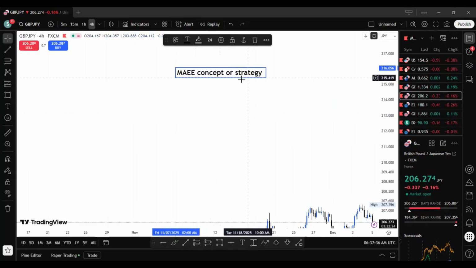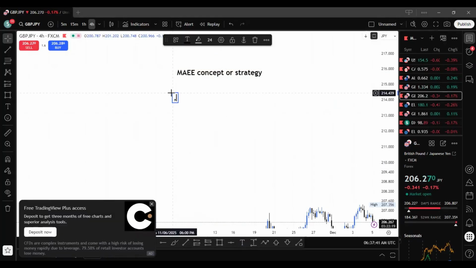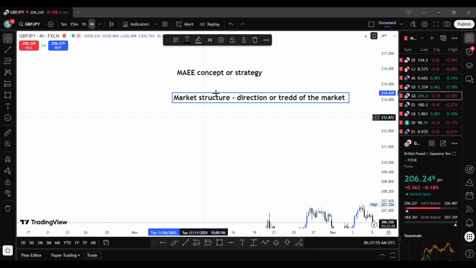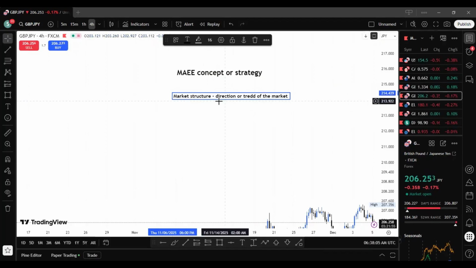In the MAEE strategy, the first thing we are looking out for is what we call the market structure, which tells us the direction or trend of the market. In the market structure, we are looking for the current direction. Sorry guys, TradingView is trying to show an advert, but yeah, we find out the market structure, which is the direction or trend of the market.